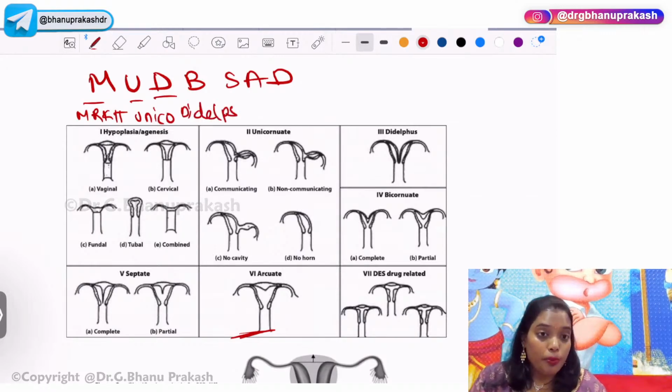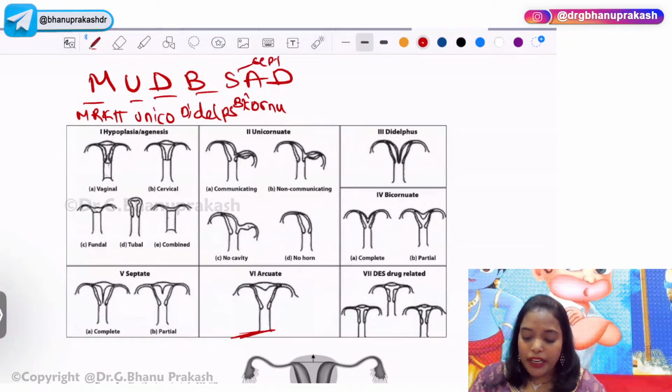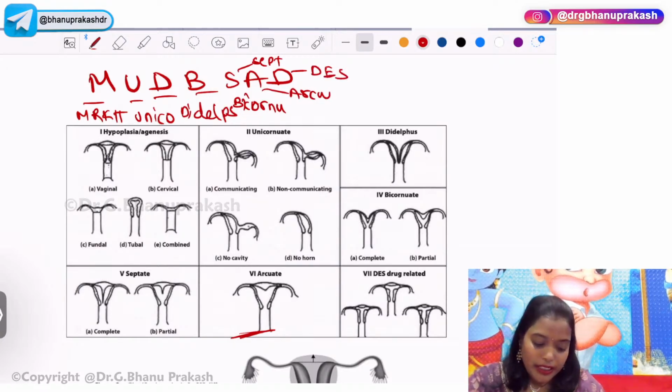Didelphys also has good prognosis. B stands for bicornuate. S stands for septate. A stands for arcuate. D stands for in utero exposure to diethylstilbestrol. Easy to remember, guys. Mud be sad.